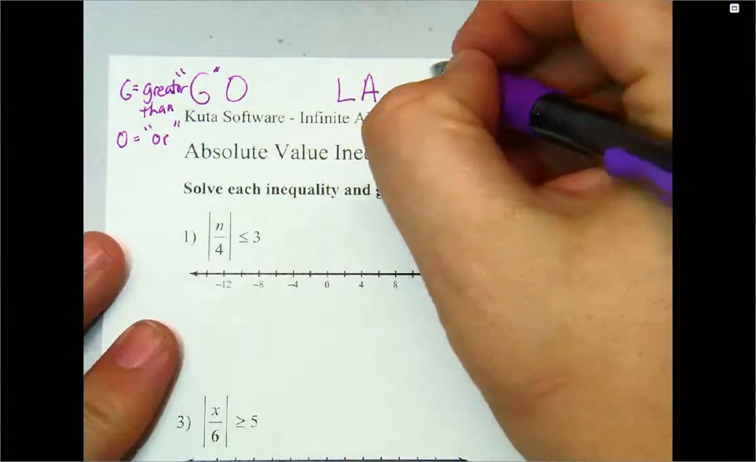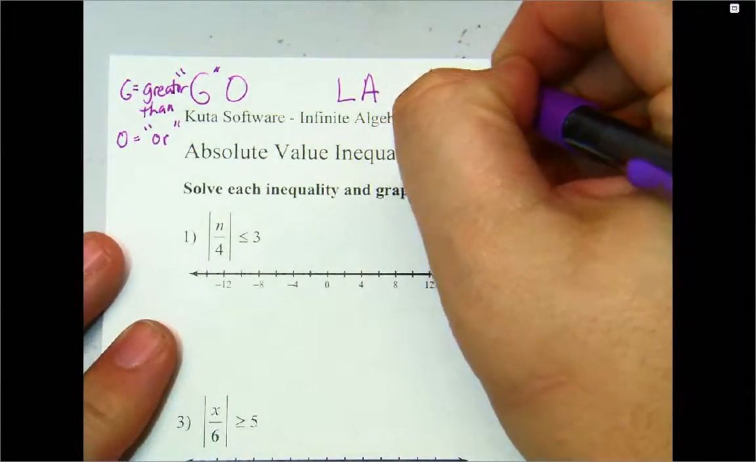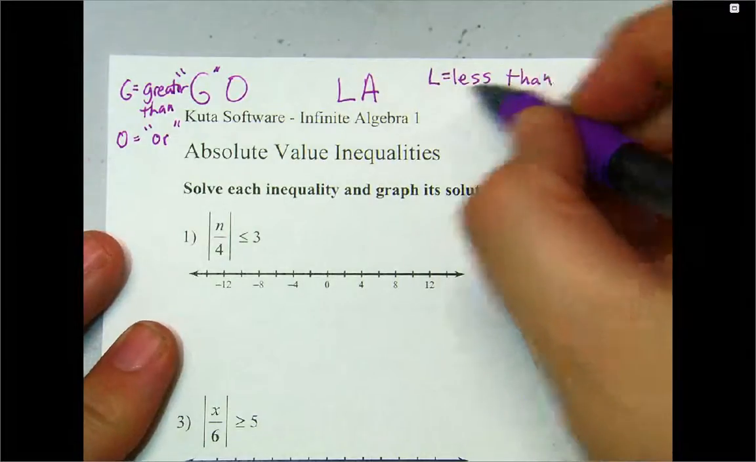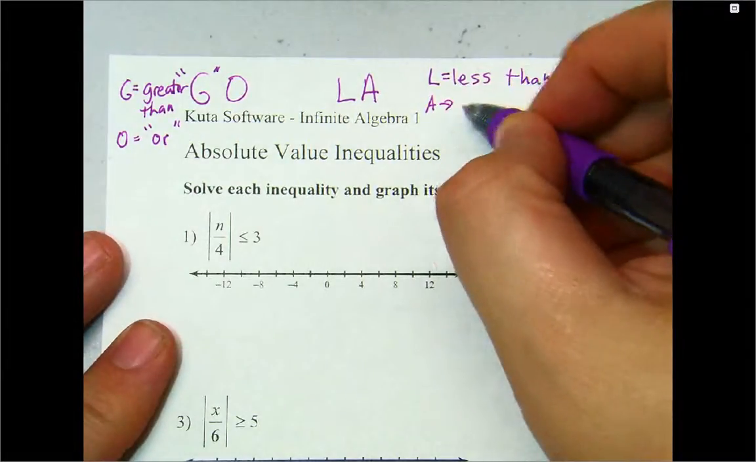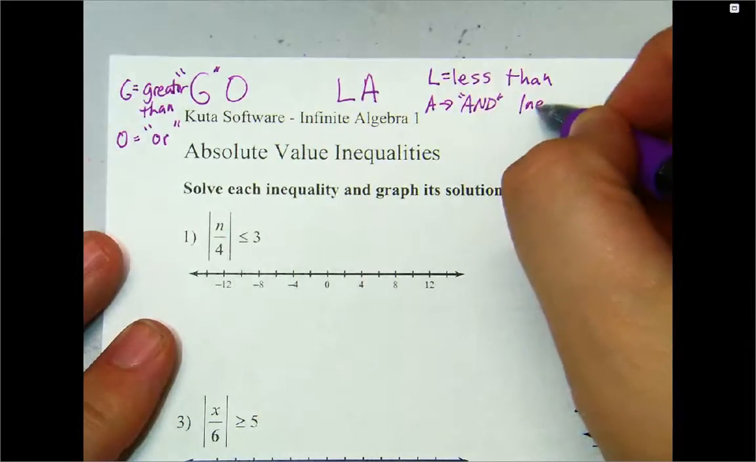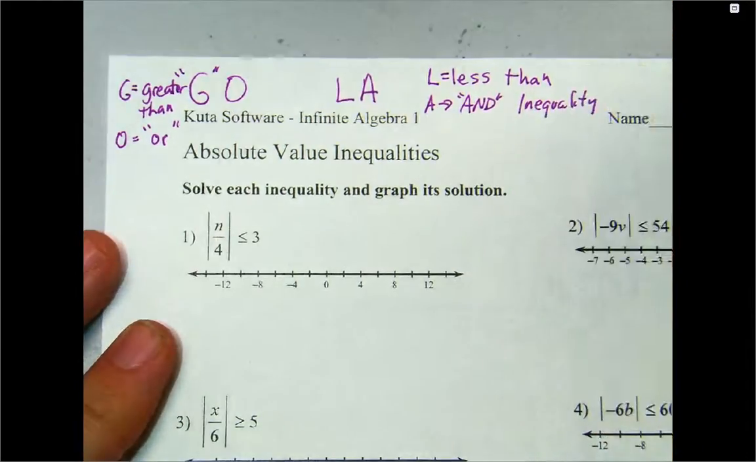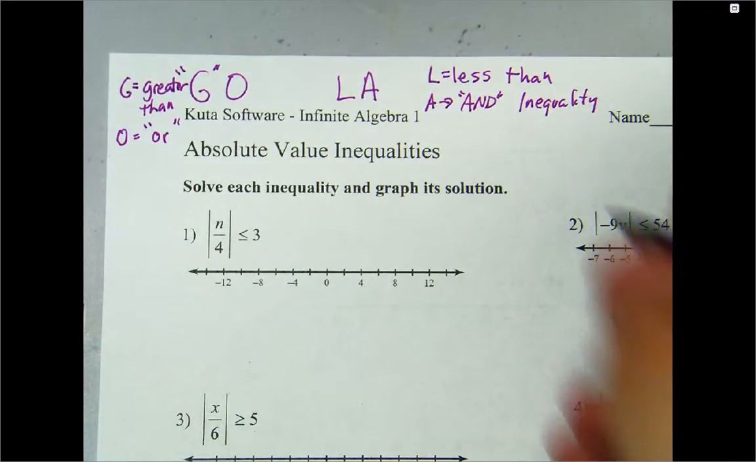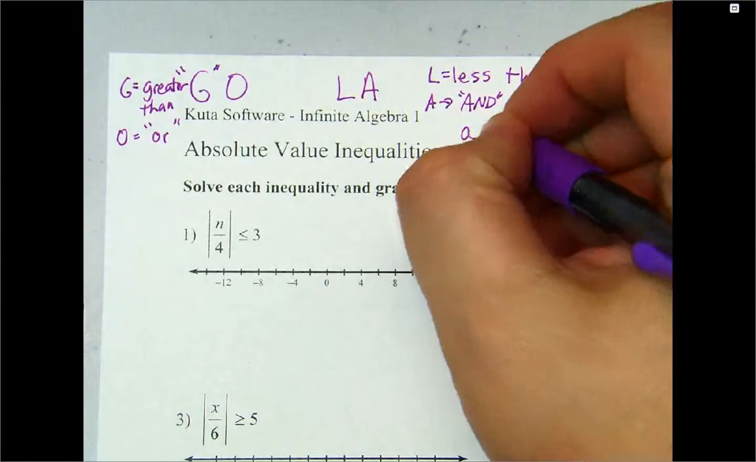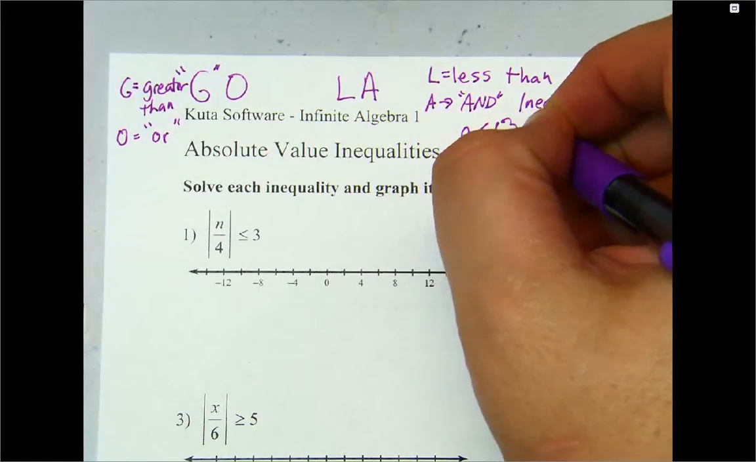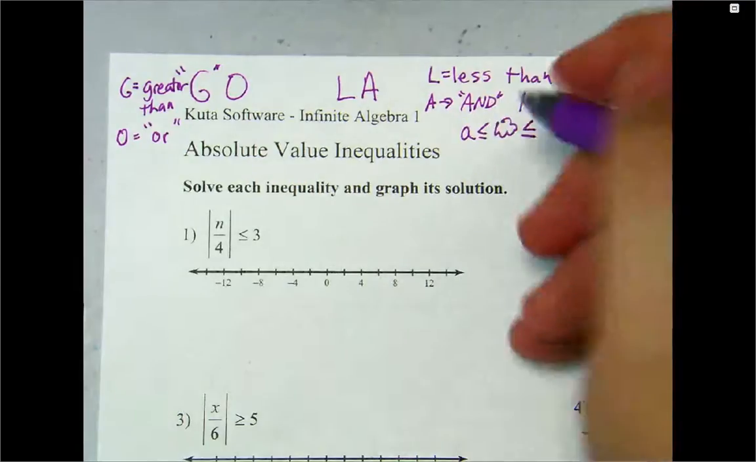If it's L, that's less than. And A refers to the "and." The "and" inequality, which would be A is less than or equal to whatever we have, which is less than or equal to, in this case, B.